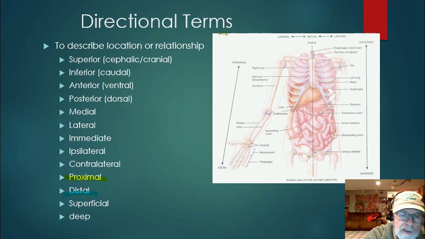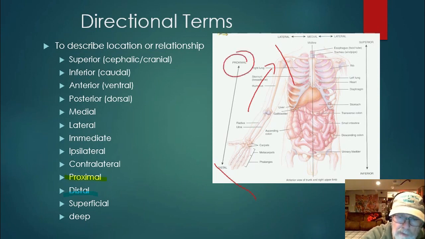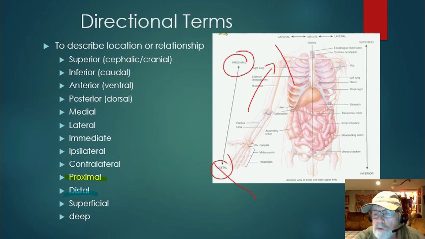Let's take this extremity up here, and let's say this is where the arm starts and this is where the arm ends. If I have two points, something that is closer to here is called proximal. Something that is further away on an extremity is called distal. Okay, proximal and distal. And that makes sense, because I could use those words pretty easily.